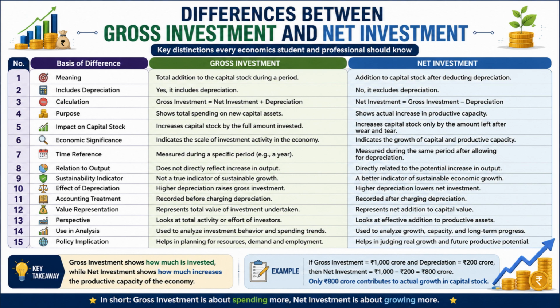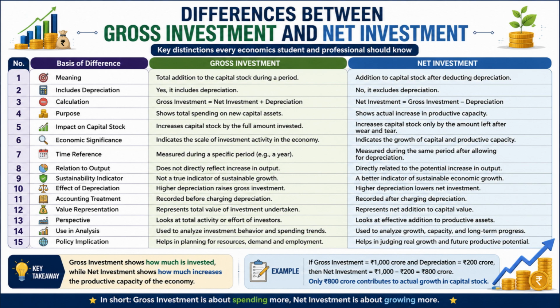Number 11. Gross investment is recorded before charging depreciation, whereas net investment is recorded after charging depreciation. Number 12. Gross investment represents the total value of investment undertaken, whereas net investment represents the net addition to capital value. Number 13. Gross investment focuses on the total activity and effort of investors, whereas net investment focuses on the effective addition to productive assets.